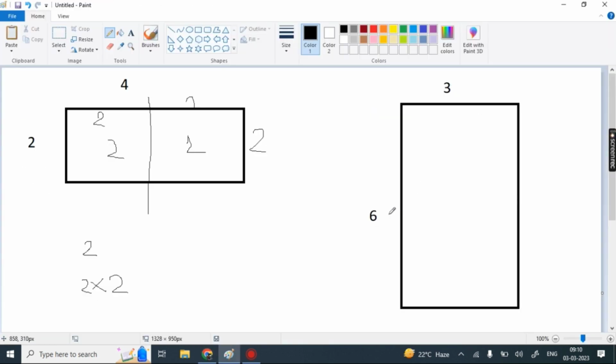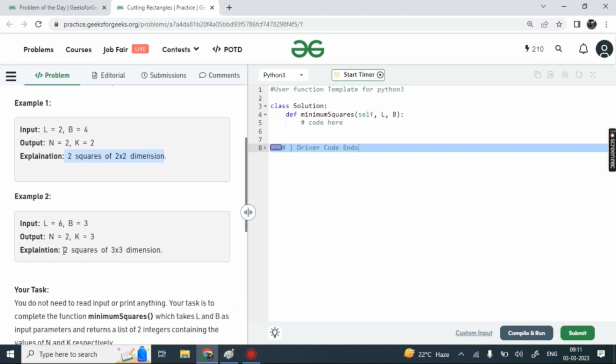If we cut this horizontally, then we get this side equal to 3, this B is 3, this is also 3 and this length of the square is 3. So we can say this is the first square and this is the second square. In this case also we get 2 squares, but here the dimension is 3 cross 3. So this is the answer for the second example: 2 squares and 3 cross 3 dimensions.